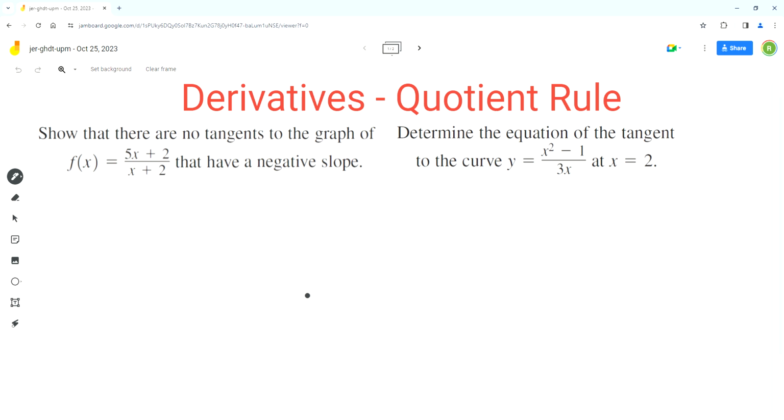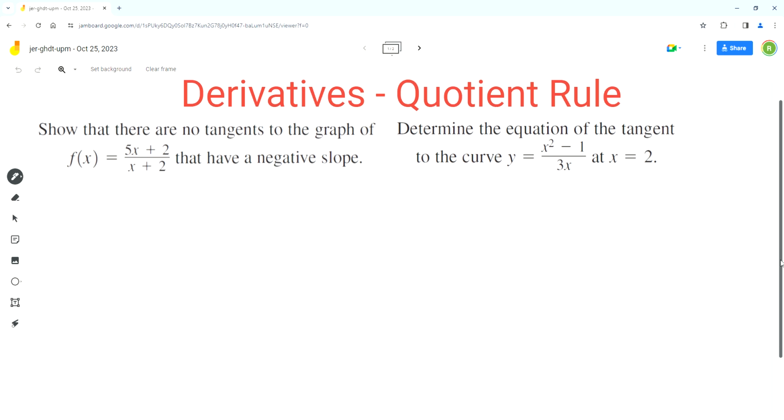So in this video, we'll use the concept of quotient rule to solve this problem. So let's start with the first problem. Show that there are no tangents to the graph of f of x equals (5x plus 2) over (x plus 2) that have a negative slope.